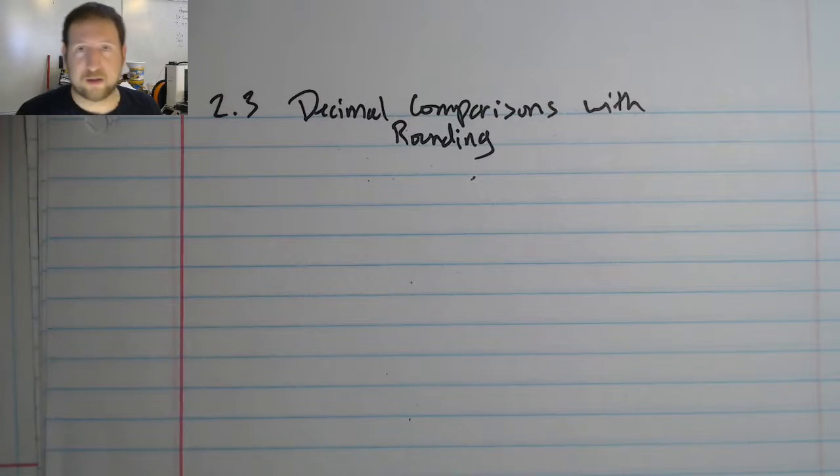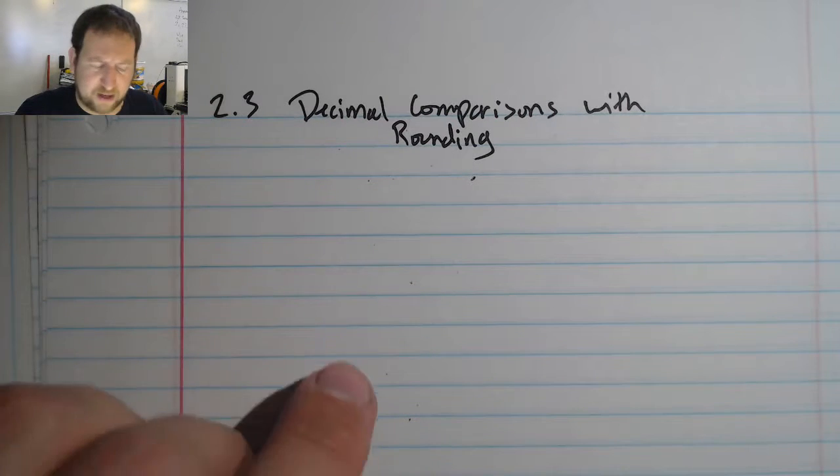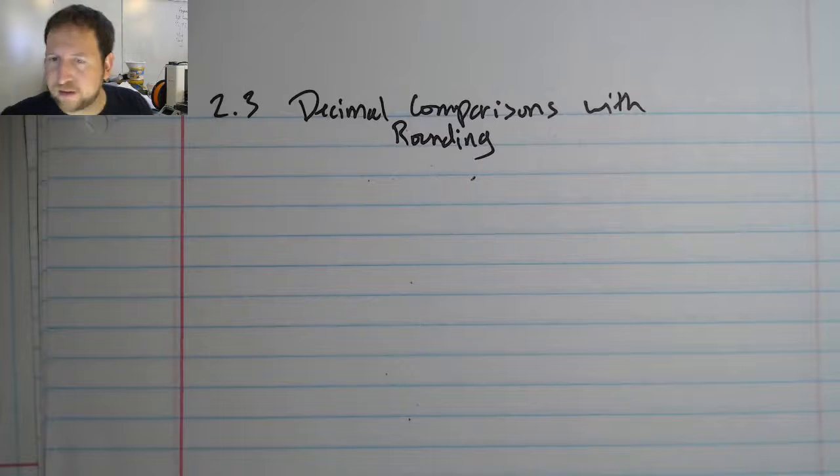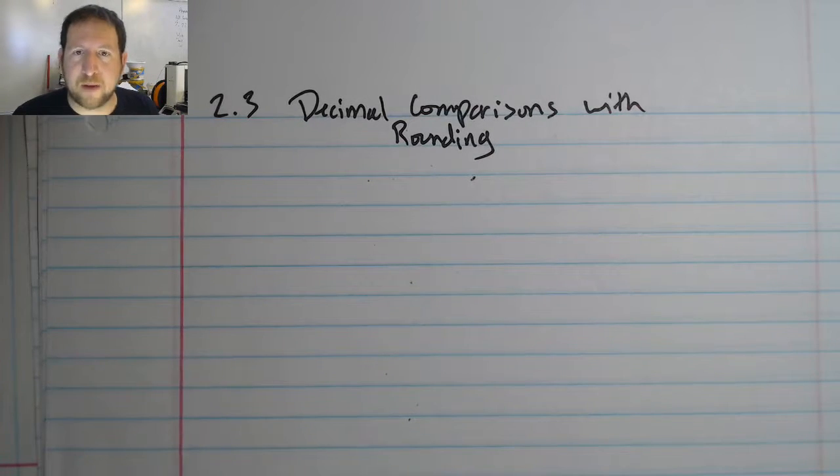All right, I want to talk about section 2.3, and this section is going to be really easy because it's really just what we did in the first section combined with the second section. It's called decimal comparisons with rounding. So, for example, we're going to be looking at numbers like this.